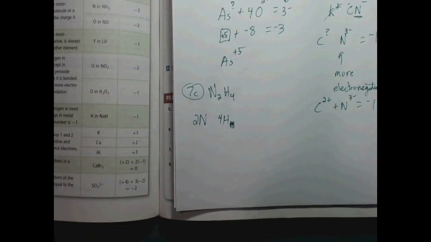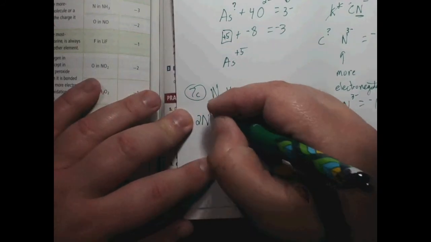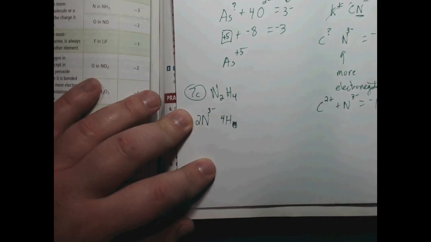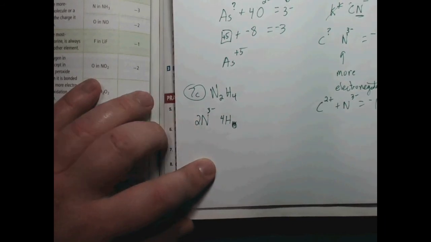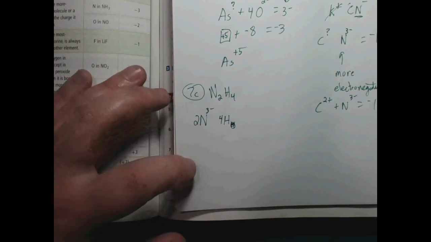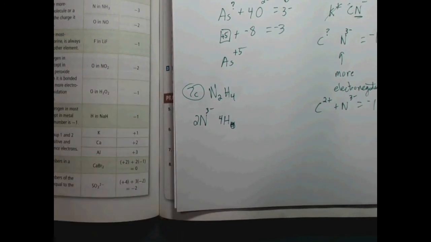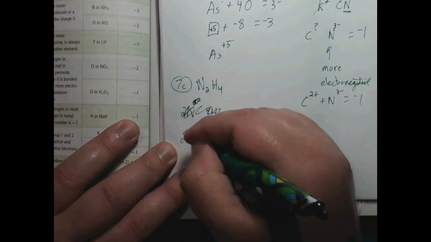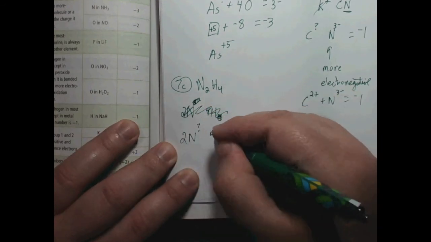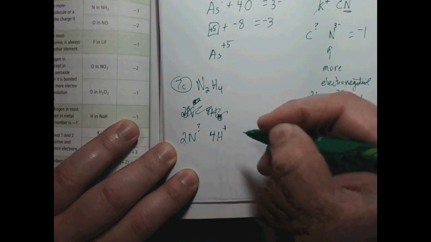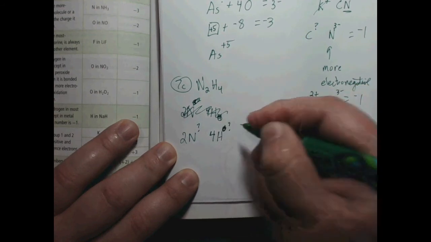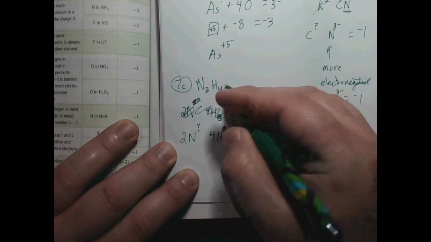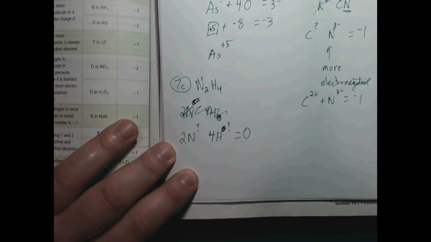Now, which is more electronegative, nitrogen or hydrogen? Nitrogen. So that means it's going to want to pull its actual charges. Okay, so sorry about that, let me just rewrite that. 2 nitrogens at some charge, and then 4 hydrogens at some charge, which normally is a plus. They have to equal 0 because the whole thing is neutral.